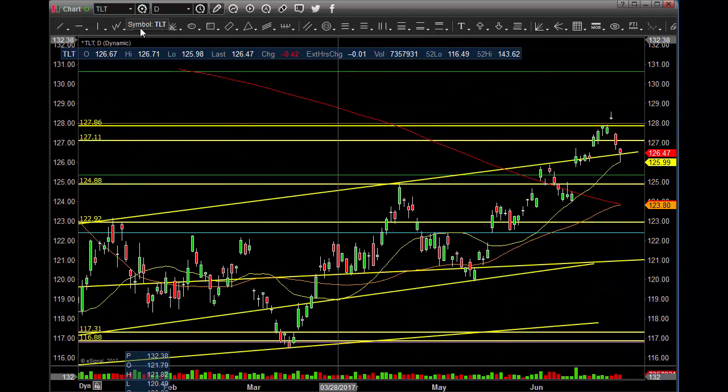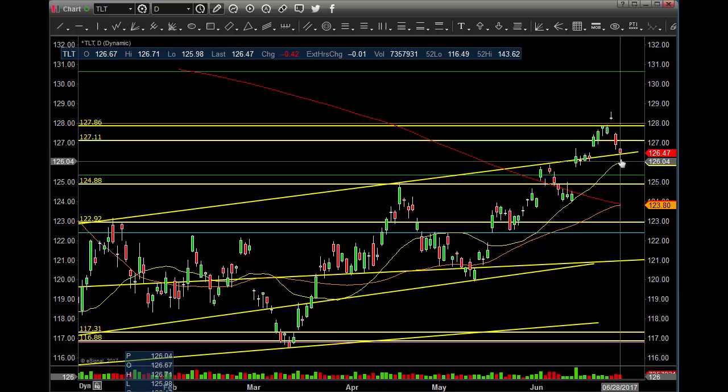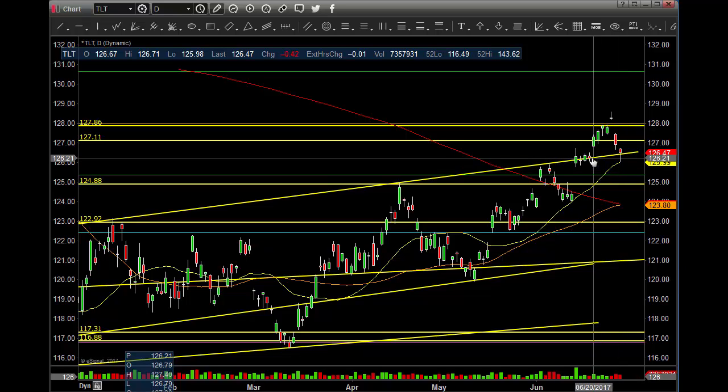The TLT. So the TLT, guys, came right into the 20 MA. That's where it bounced. Also had a gap fill here, too.